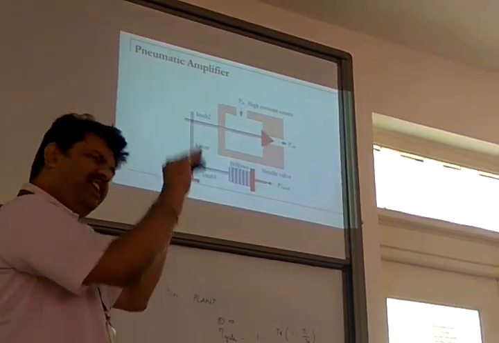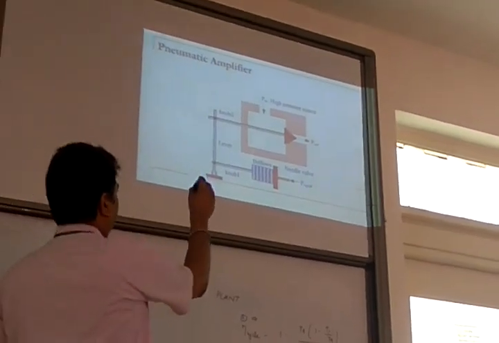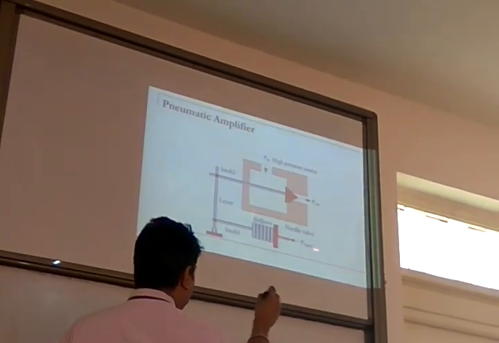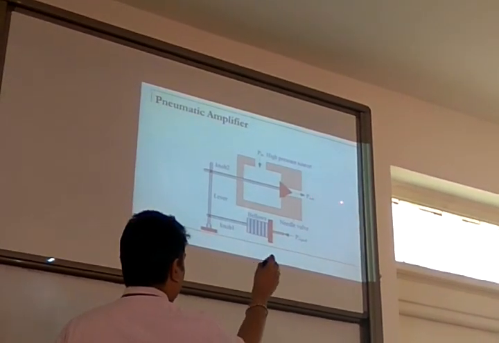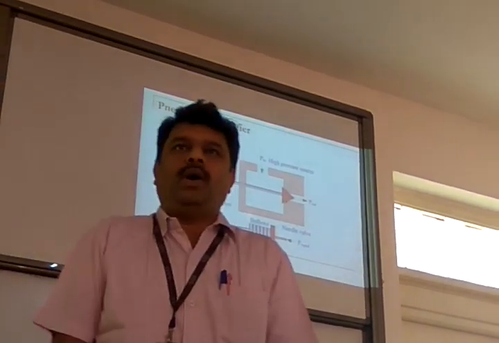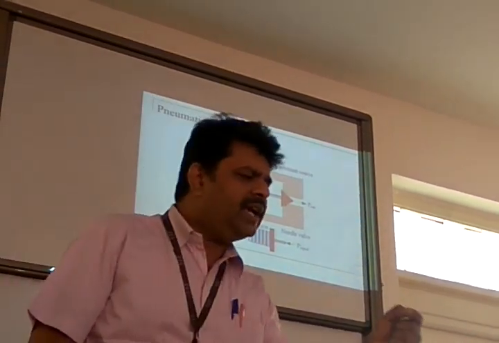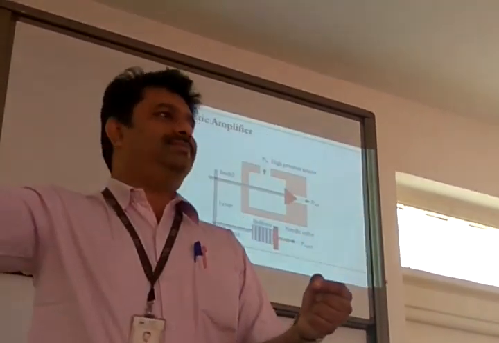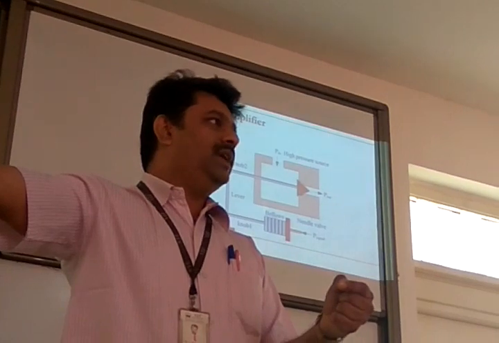You put everything inside a box. All of them. I'm going to call this an input. I'm going to call this an output. Rest everything is inside the box. I am giving a small 1.5 bar pressure. I am getting 3 bar pressure.